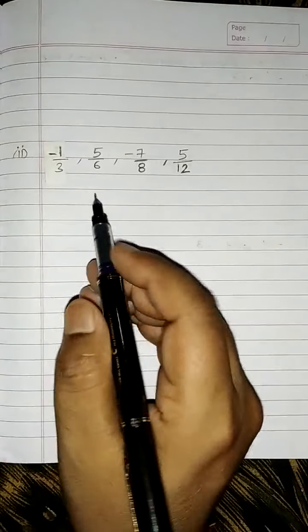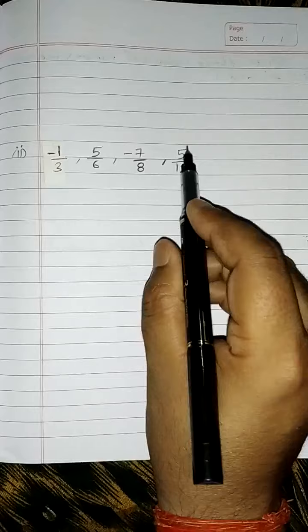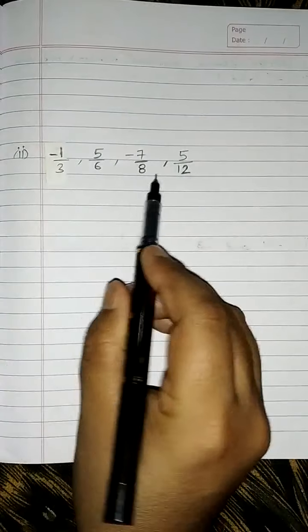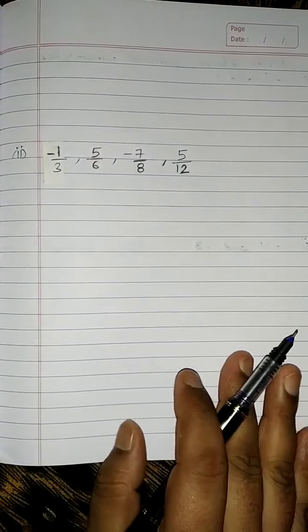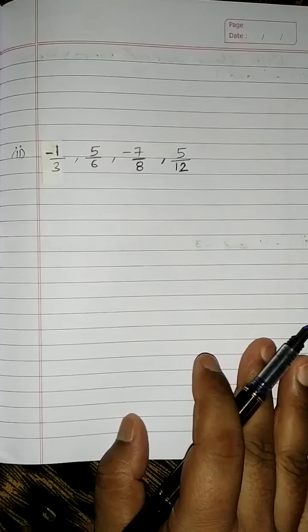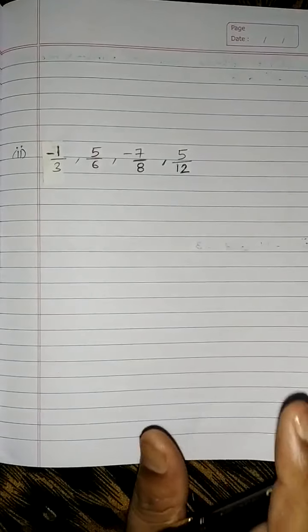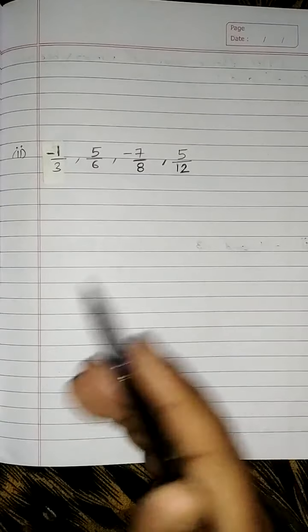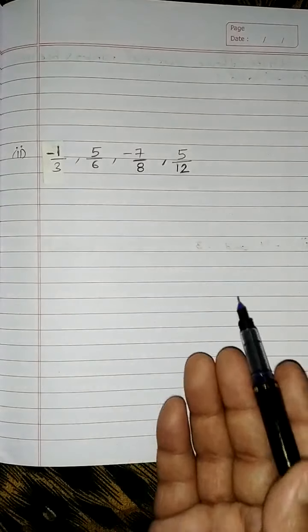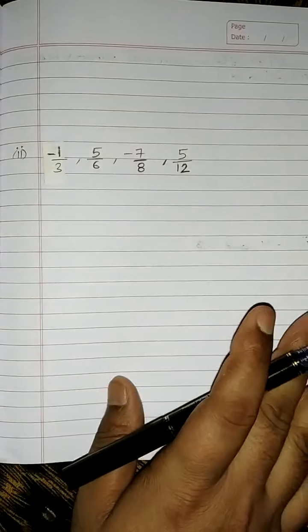Now the next part: minus 1 upon 3, 5 upon 6, 7 upon 8, 5 upon 12. You have to do this question yourself as your homework, and if you find it difficult, you can ask me. Actually, there is nothing in this. You just have to find the LCM, and the rest is easy. And if your LCM is wrong, then there might be a problem.